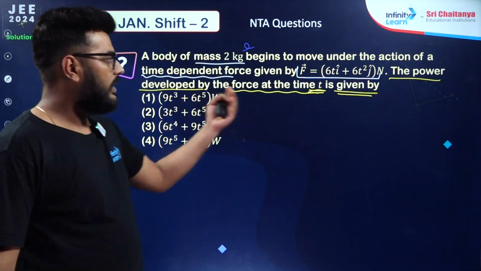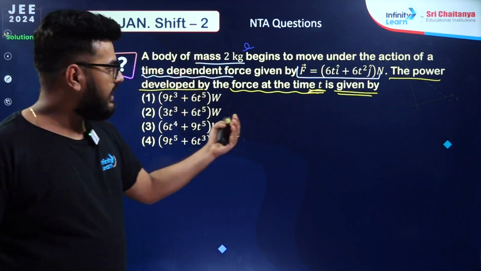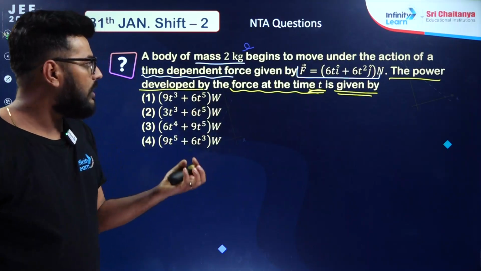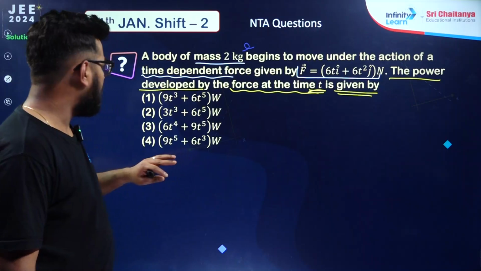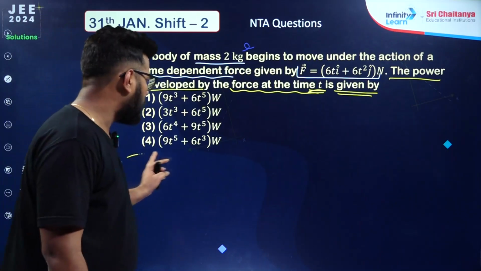So the power developed over here is going to be integration of f dt. Integration of f dt, it's going to be the total power which will be generated in the circuit. You need to integrate it. And then find out the final answer.